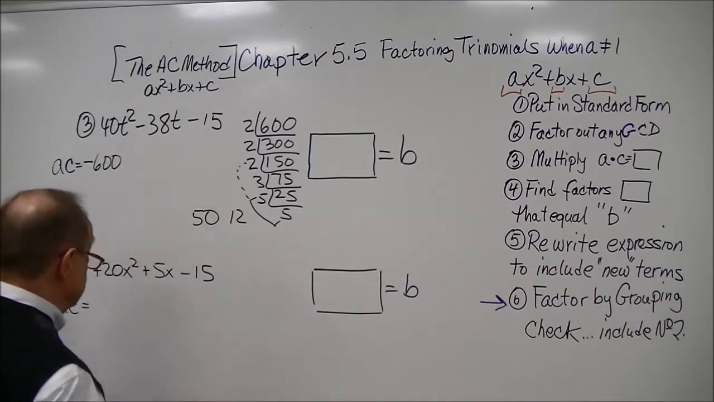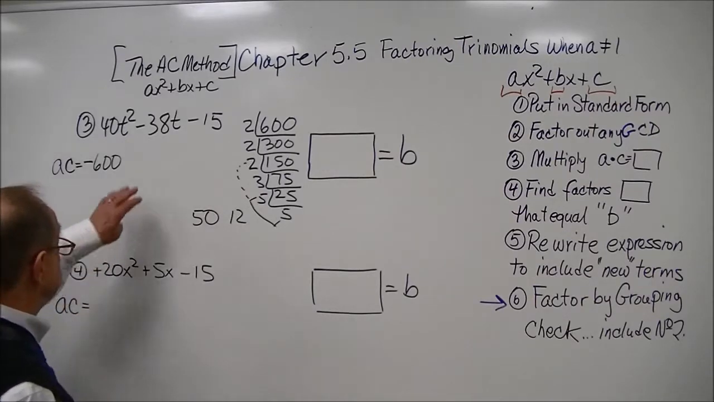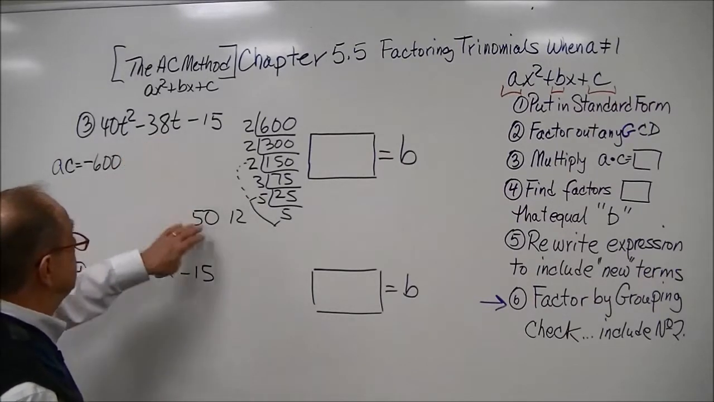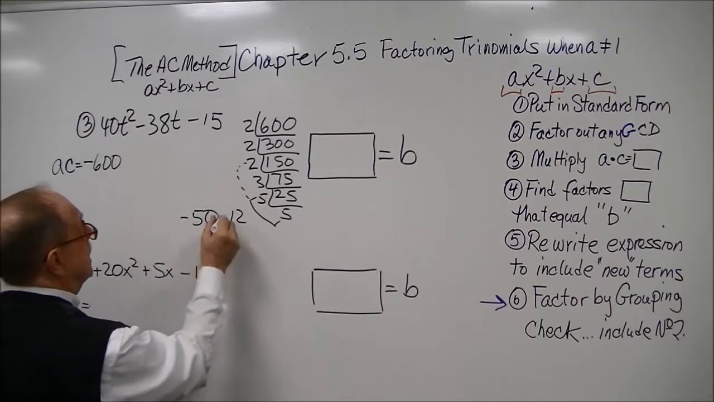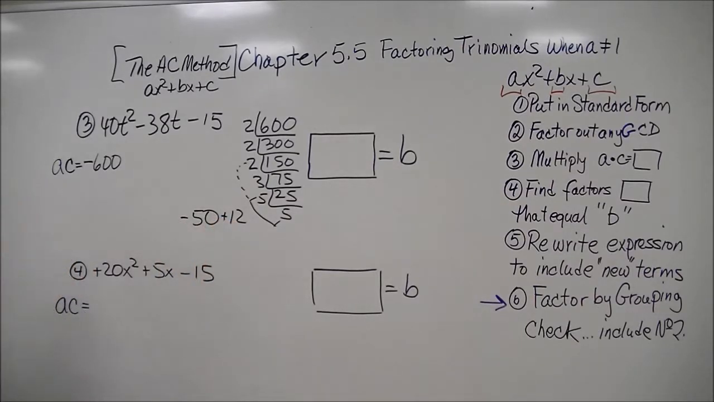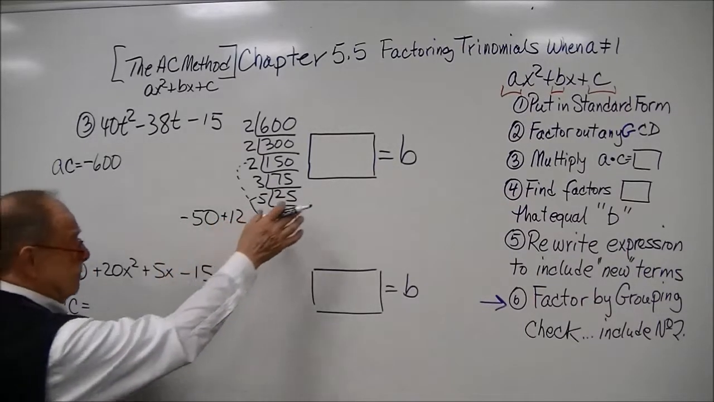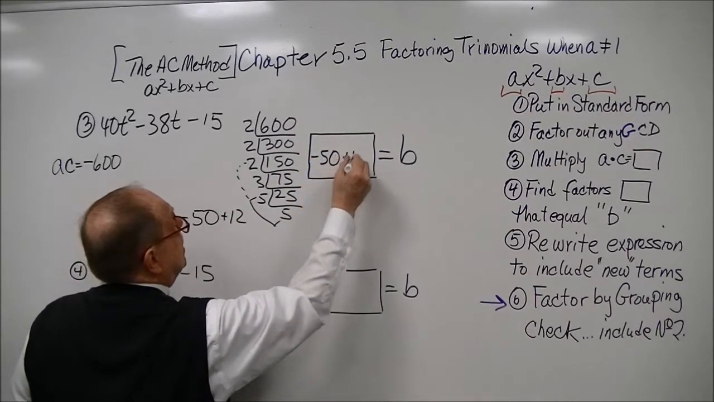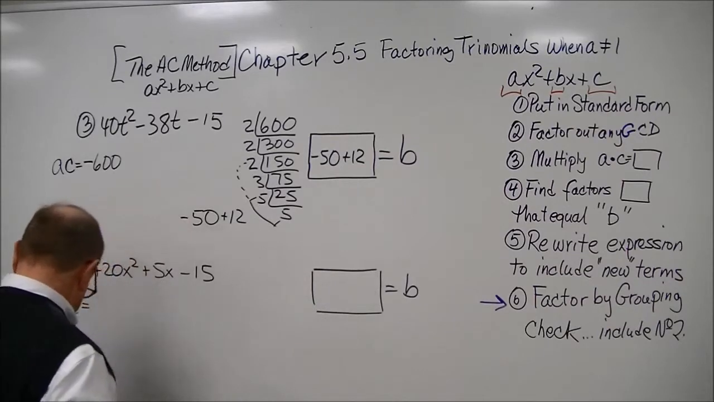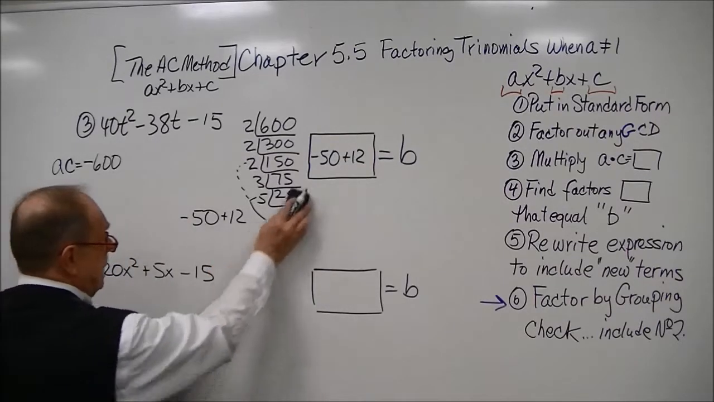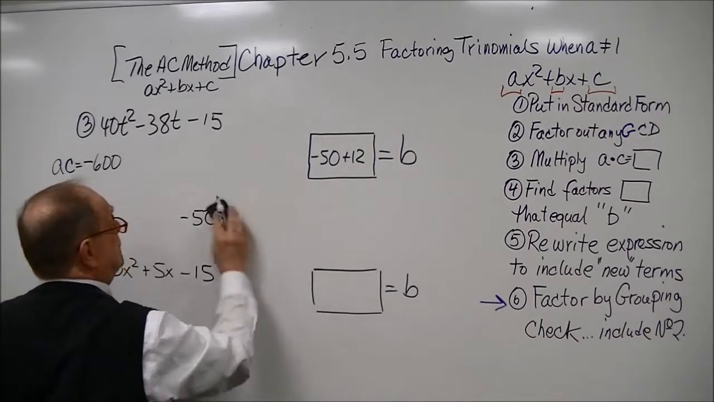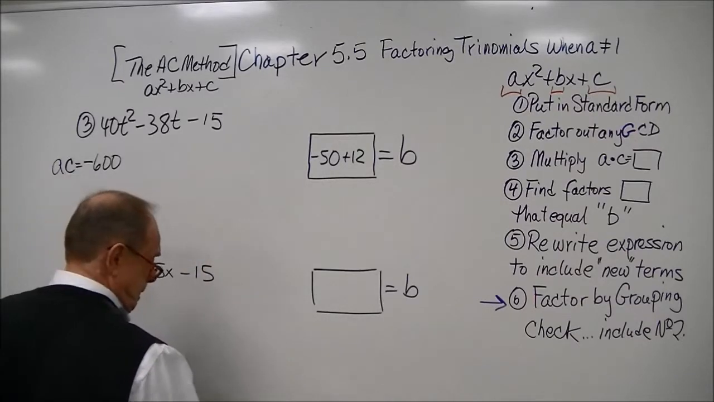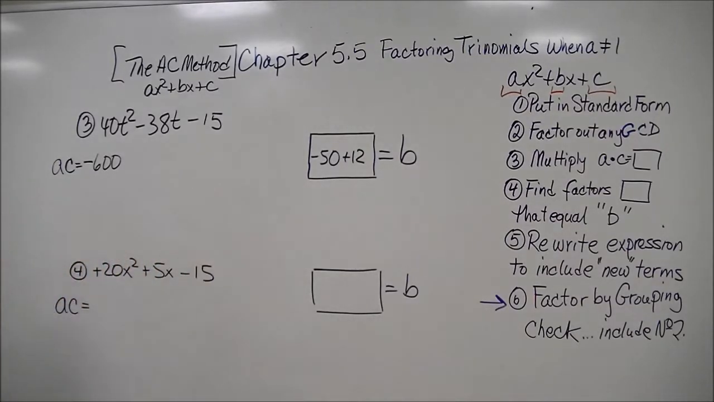I just have to work on the signs. So I'm going to need a negative 50 and a positive 12. So that's what I'm going to put in here. A negative 50 and a positive 12. And this was what I had off to the side to give me some direction.